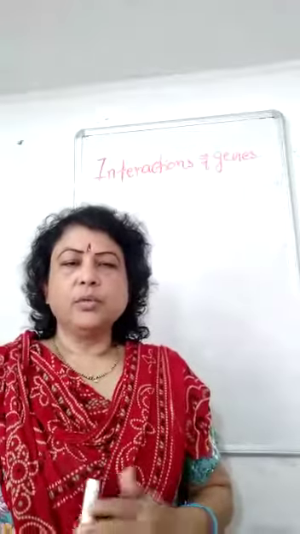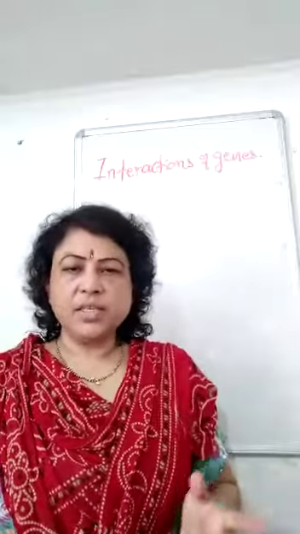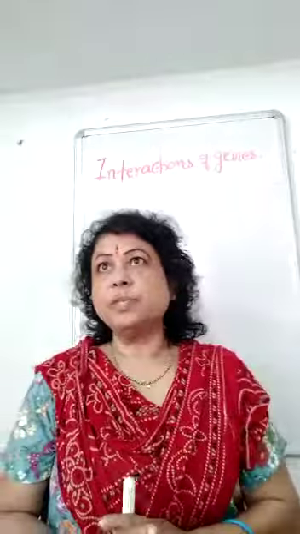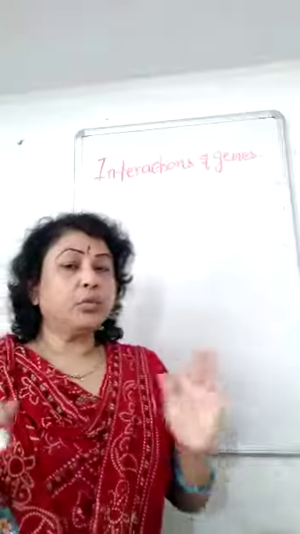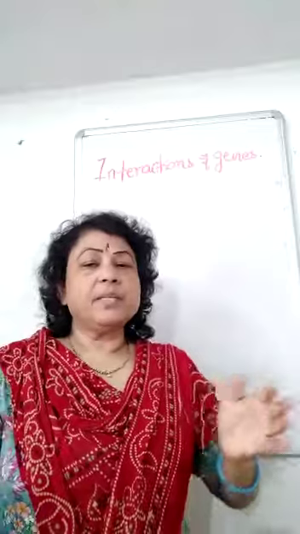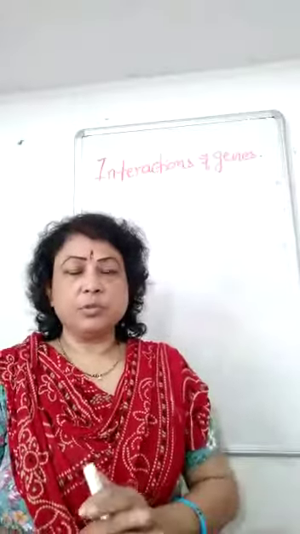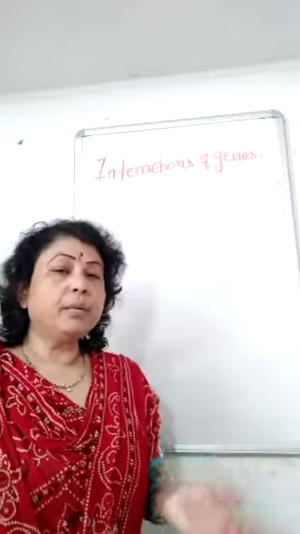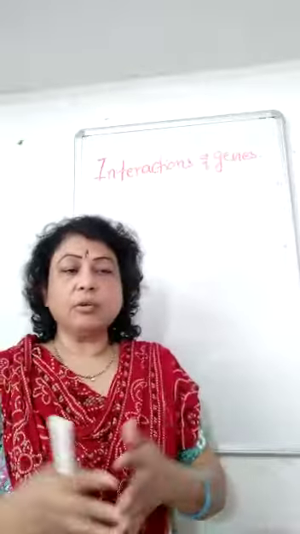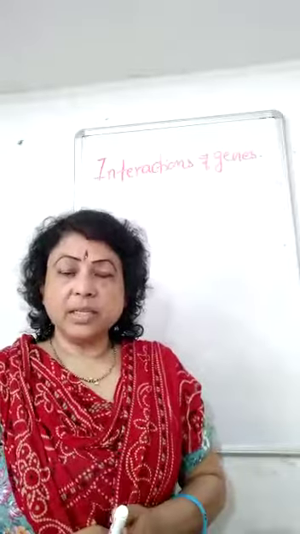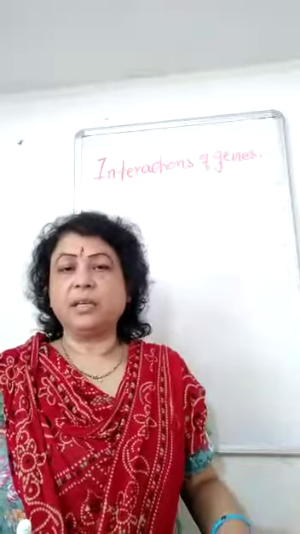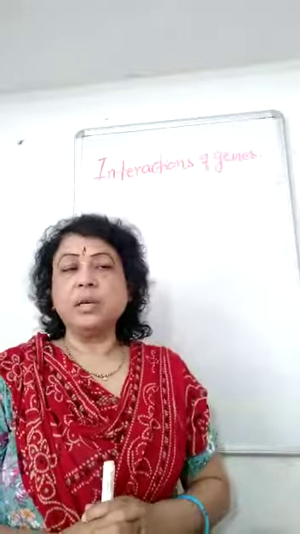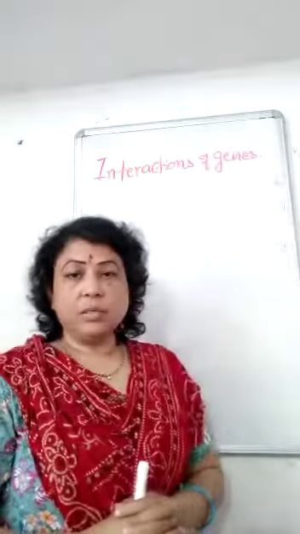Hello students, today we are going to discuss the third chapter, that is the interactions of genes. The interactions of genes means what? When two different dominant genes are present on different chromosomes or on the same chromosome, when they are different, they are independent, they produce another effect. But when both these dominant alleles or genes come together, they produce a different effect. And this different effect means they interact with each other. So it is the interactions of the genes.